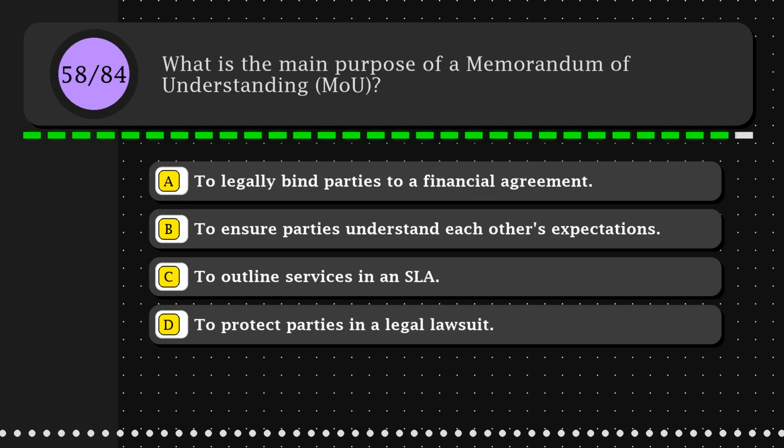Question 58. What is the main purpose of a Memorandum of Understanding, MOU? Option A. To legally bind parties to a financial agreement. Option B. To ensure parties understand each other's expectations. Option C. To outline services in law. Option D. To protect parties in a legal lawsuit.